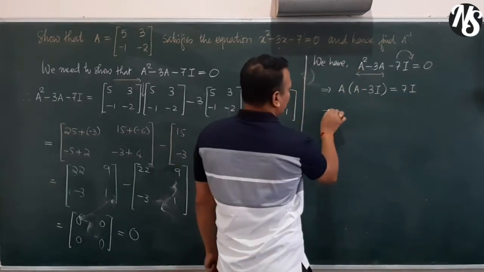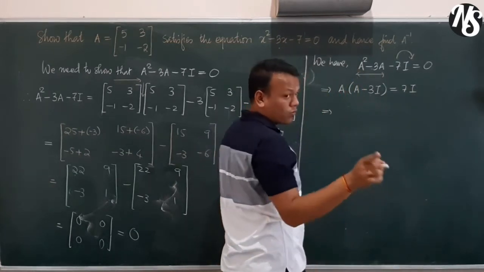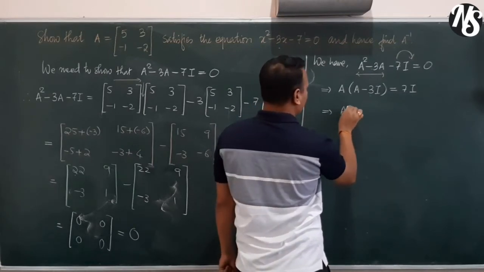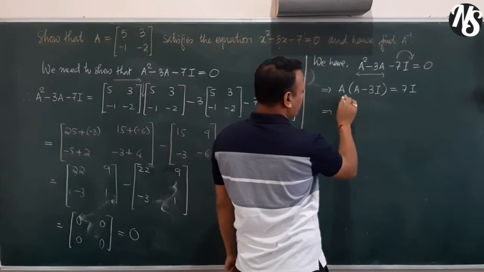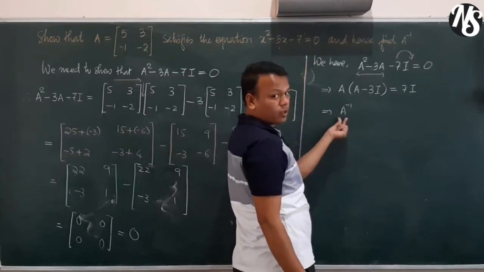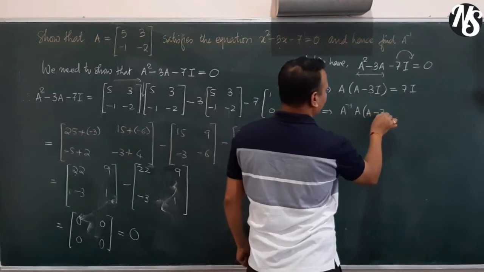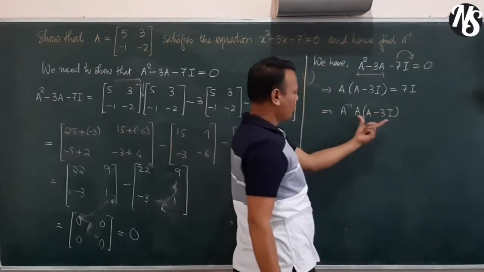Now, what am I going to do is, you want to find A inverse, remember? So let's multiply both sides by A inverse. I have to multiply from the front. So we already have A into A minus 3I. Okay, so this is already there.